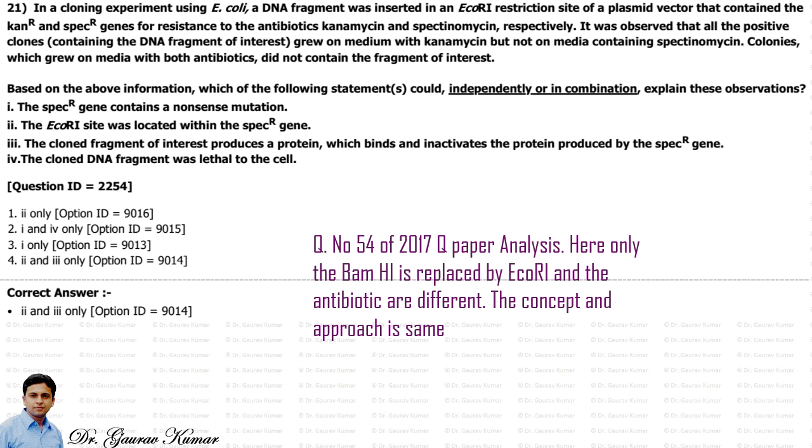Next question, in a cloning experiment using E. coli, this is the same as question number 54 of the 2017 question paper analysis. Here they have only replaced the BamH1 site with EcoR1, and they have used different antibiotics in the plasmid, kanamycin and spectinomycin. There it was, if I remember correctly, ampicillin and tetracycline. So the concept and approach is the same. You just read the question and then read the question number 54 of the 2017 question paper. You can see the video in which I have solved this question number 54 correctly. You will get the answer for this.